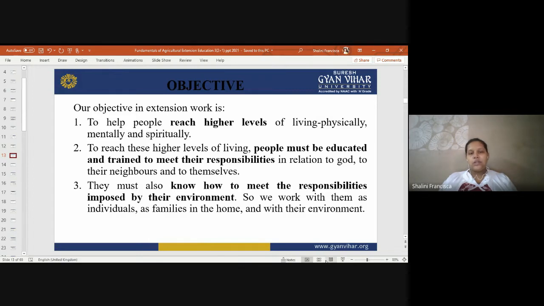Then the second point is, to reach this higher level of living, people must be educated and trained to meet their responsibility in relation to God, to their neighbors, and to themselves. So people must be educated. The principles told us that the individual is important, then the home, then the family, and then they came up with the partnership of men and land.